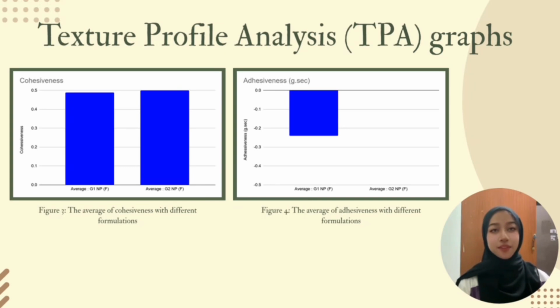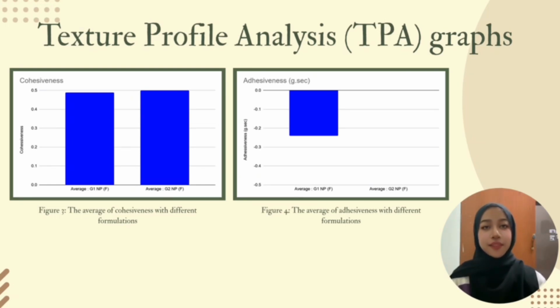This bar graph shows the average height for the muffins. Muffins made with the normal protein flour were taller at about 4.73 cm, while those with low protein flour were shorter at about 4 cm. The normal protein flour helped the muffins to rise more during baking.